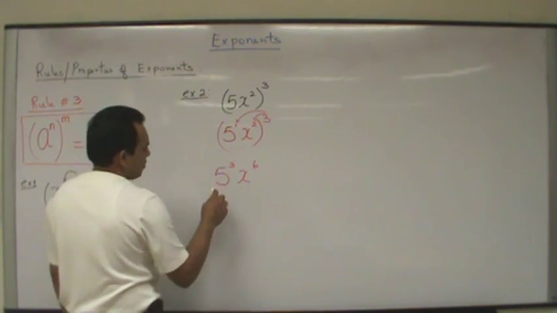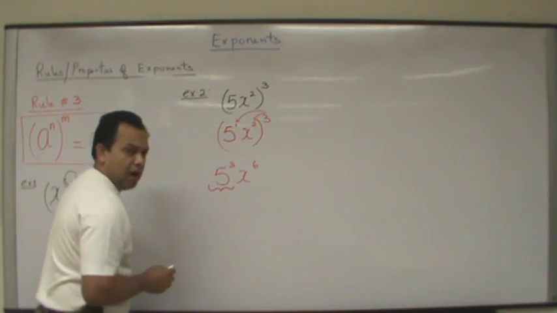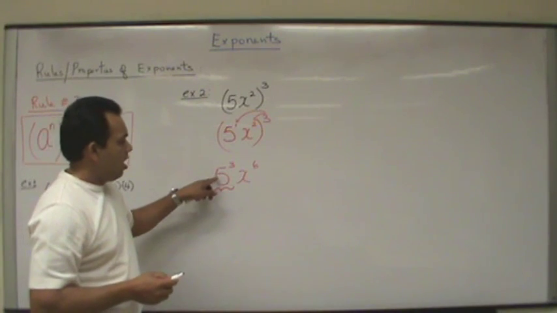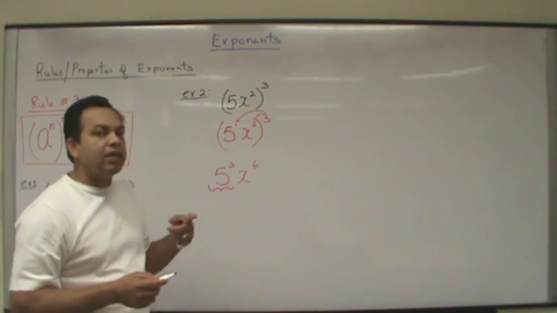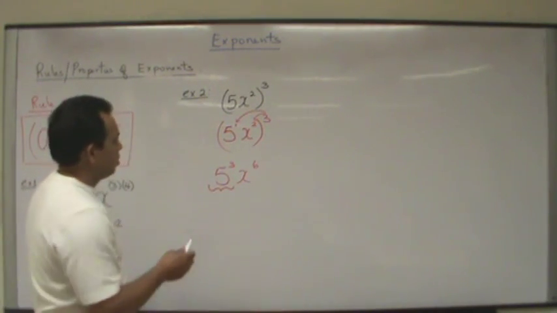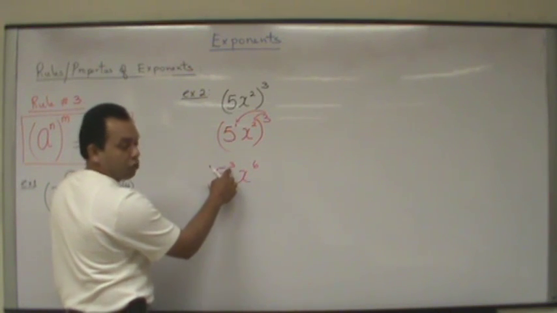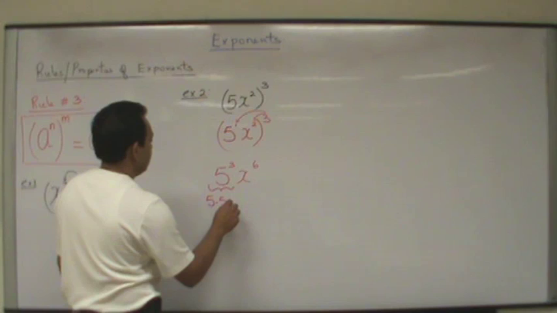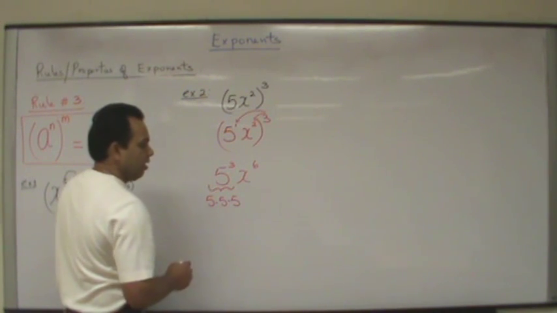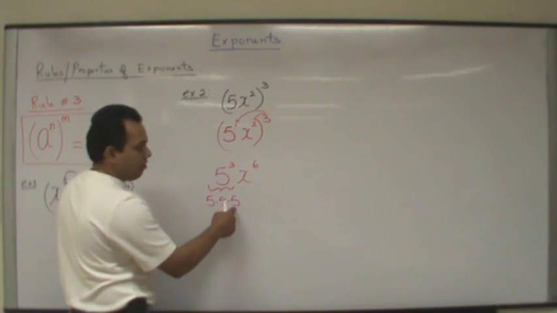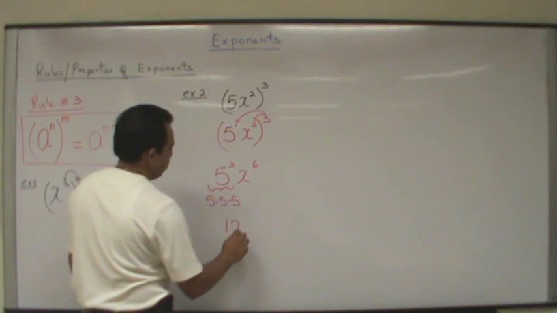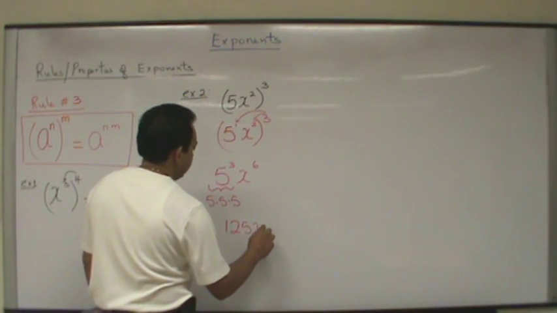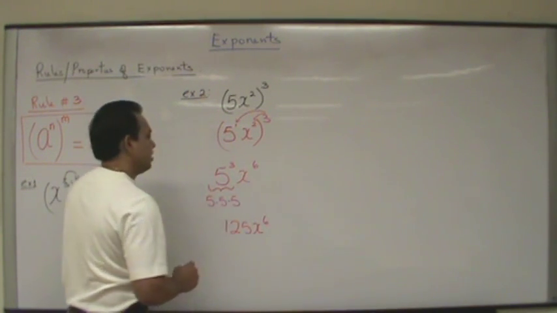Well, keep in mind, what does 5 to the third power mean? The power tells us how many times we multiply that number by itself. So we're multiplying that number by itself 3 times. So 5 times 5 times 5. 5 5s are 25. 25 times 5 is 125. X to the sixth power.